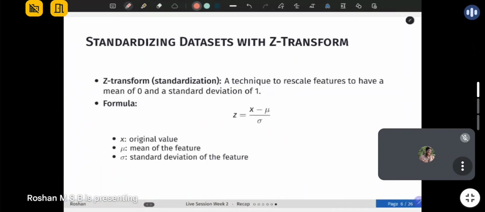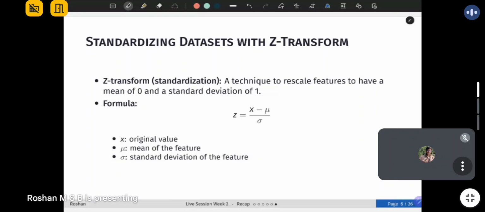Can anyone let me know what this Z transform does? Why do we need to do it? Anyone? To get all data points in range. Yeah. So again, you can't create a table for each and every mu and sigma value, right? So you convert it all to the standard normal distribution form.